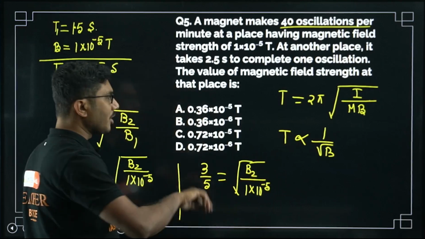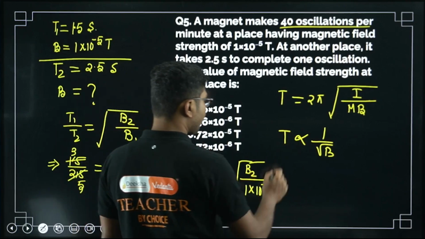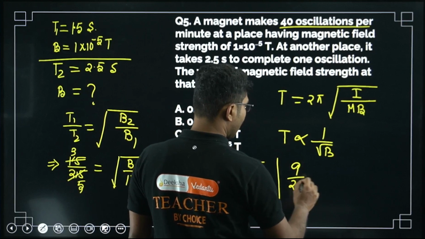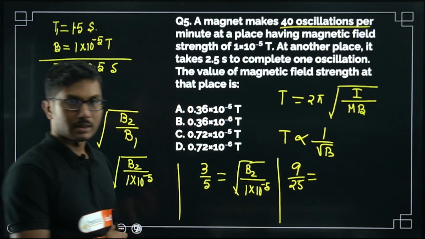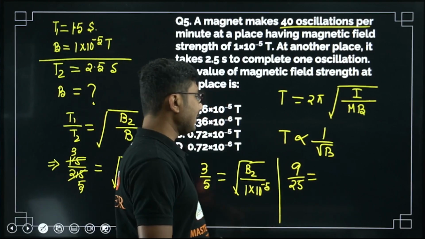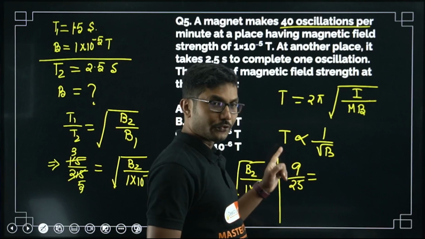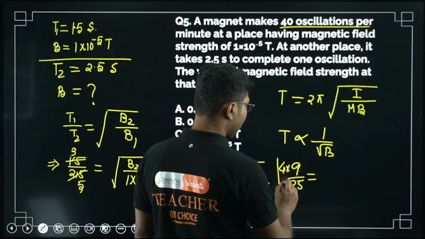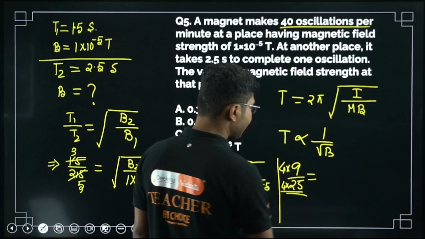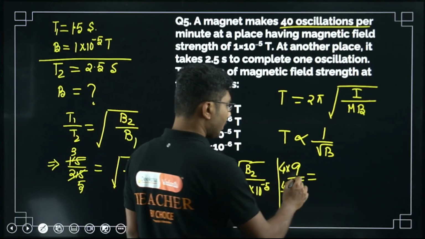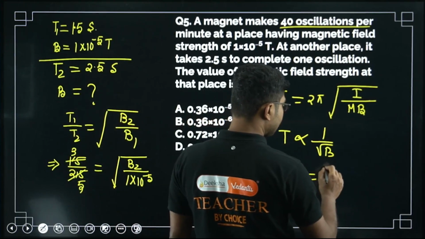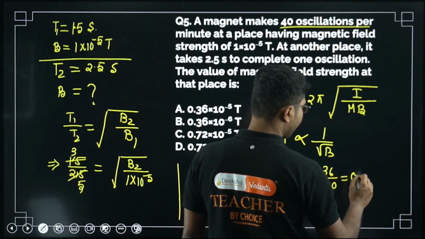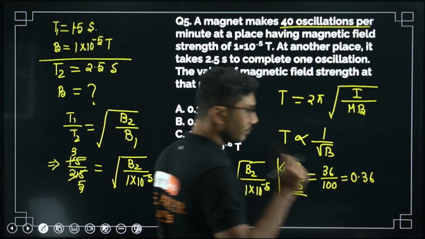Right, now what you have to do, you have to square both sides. Squaring both sides we get 9 by 25. 9 by 25 is equal to what? In fractions, 9 by 25, you multiply 4 here as well as here. Why 4? Because 4 times 25 is 100. So 4 nines are 36 divided by 100. So basically you can convert it into decimal. That should be your target.